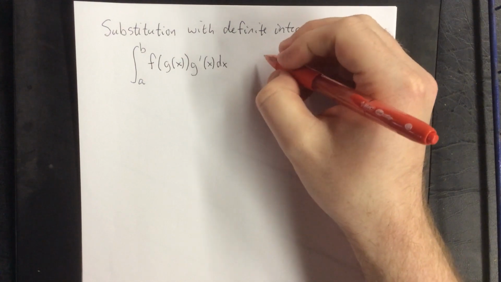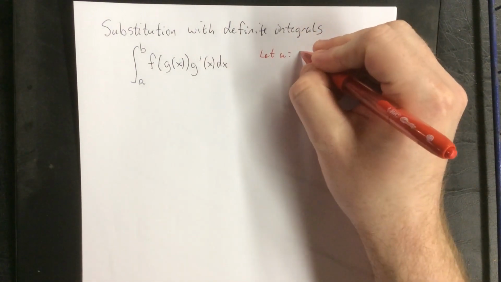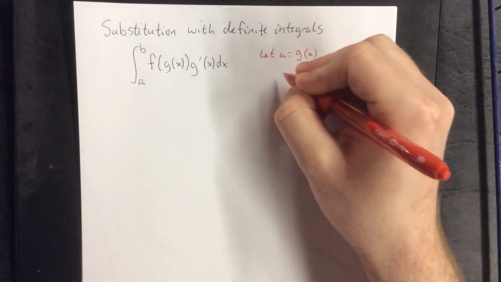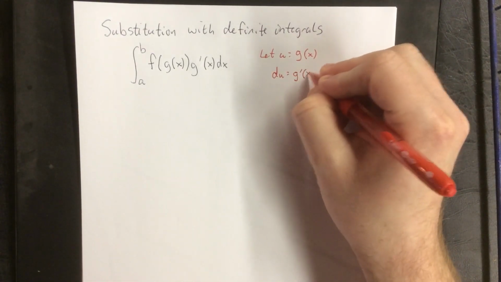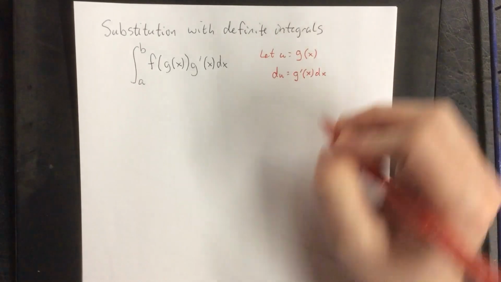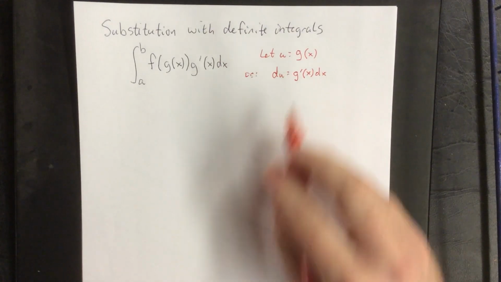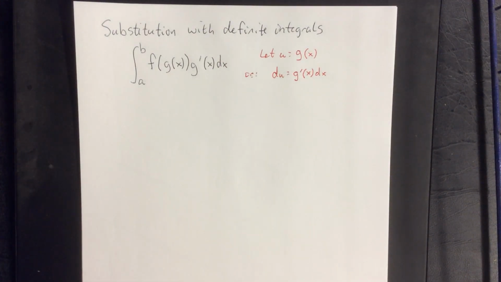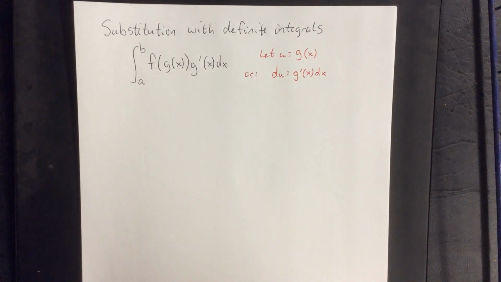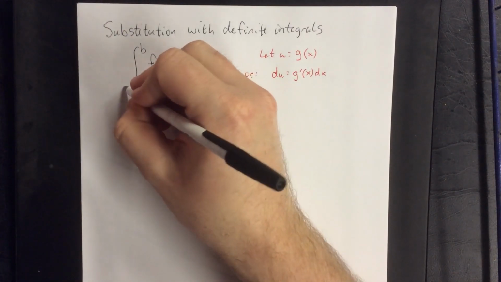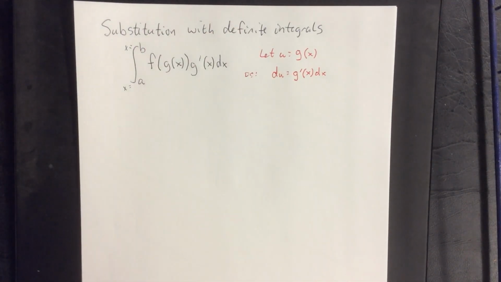So the typical thing that we would do is we would say let u be equal to whatever that inside function is. And then differentiating, we would get the differential substitution that du is equal to g prime of x dx. However, these are not the only x's that are present within the problem, because technically these two values up here would be x values as well.